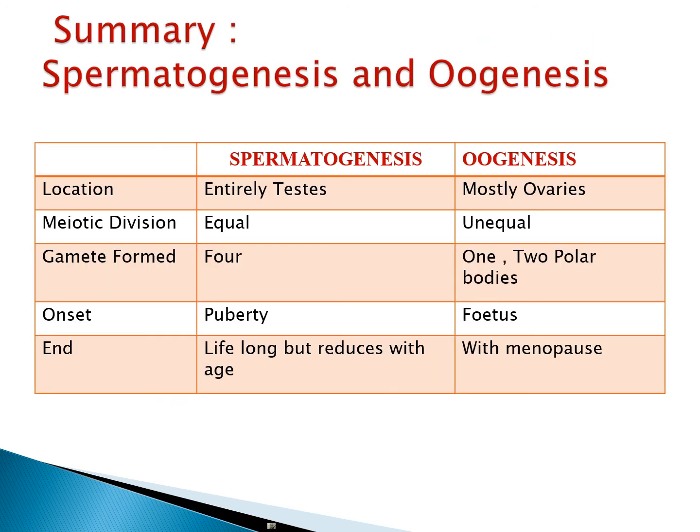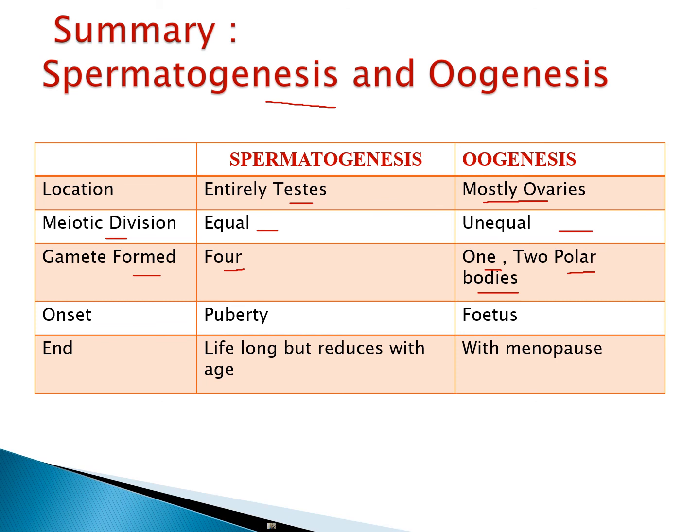So now coming to the summary part, and here we will also study how spermatogenesis is different from oogenesis. Location, it is testes. Oogenesis, it is mostly in the ovary, but we know that meiosis 2 is completed once the secondary oocyte enters into the ampullary isthmic region, and after the fertilization, it will complete its meiosis 2. Here the meiotic division is equal, but here it is unequal. Gametes formed at the end of the meiosis are 4, but here only one is formed and two polar bodies which have very little cytoplasm are formed.